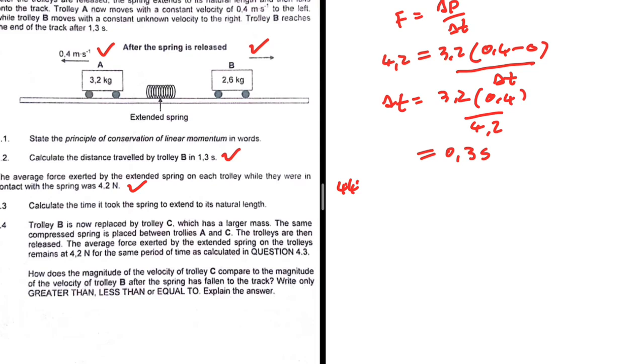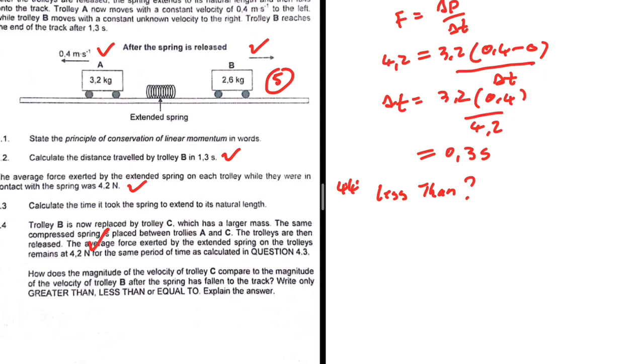Okay, we have replaced trolley B. Let's say trolley C has 5 kg and see what happens. The same compressed spring is placed between trolleys A and C. The trolleys are then released. The average force exerted by the extended spring on the trolleys remains at 4.2 newtons for the same period of time as calculated above. How does the magnitude of the velocity of trolley C compare to that of trolley B after the spring has fallen to the track? Only greater than, less than, or equal to. So it will be less than. Why am I saying less than?